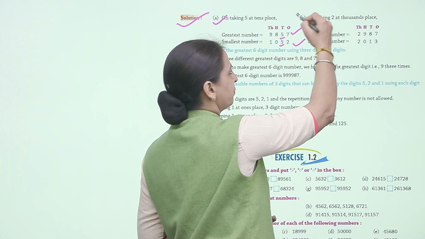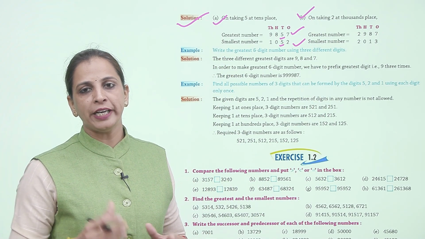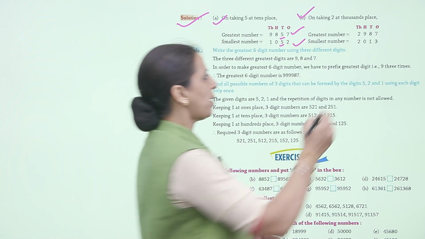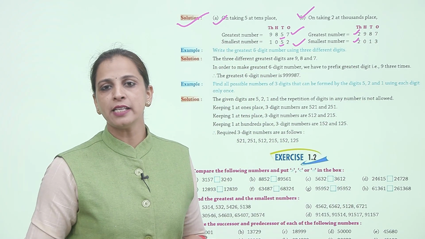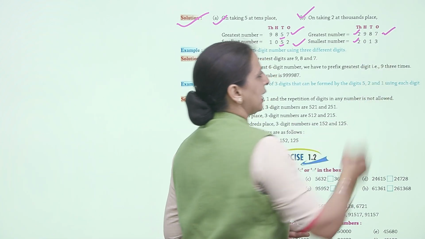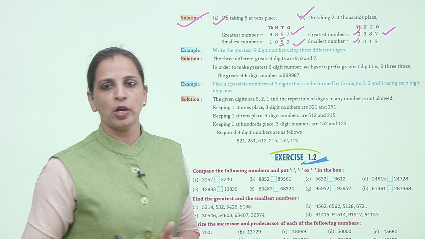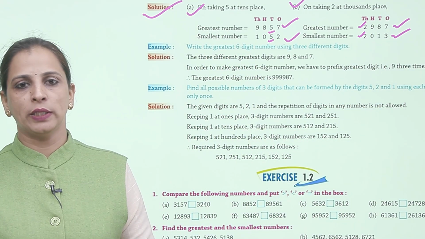B part, ऑन टेकिंग 2 at 1000 प्लेस, तो ग्रेटेस्ट नंबर बनाएंगे, 1000 प्लेस पे हमारा फिक्स है, ग्रेटेस्ट और स्मॉलेस्ट दोनों नंबर में 2 आएगा, तो ग्रेटेस्ट नंबर बनाने के लिए सबसे बड़ा नंबर क्या है 9, then 8 then 7, that is 2987 and the smallest number is 2 के बाद 0 and 1 and 3, 2013.